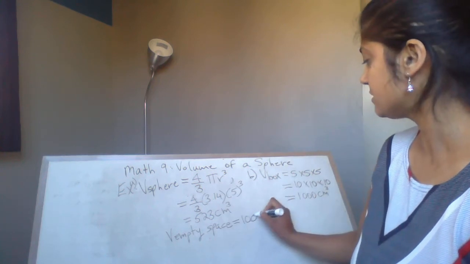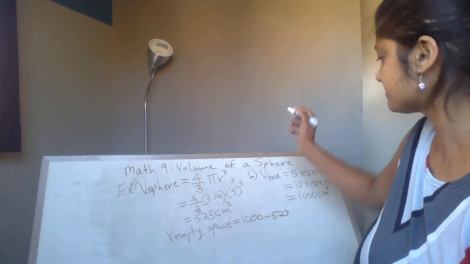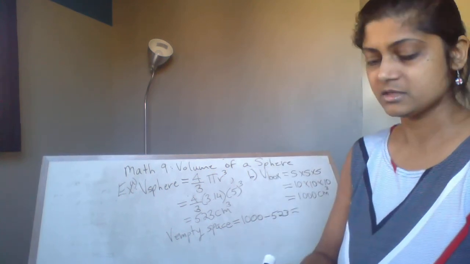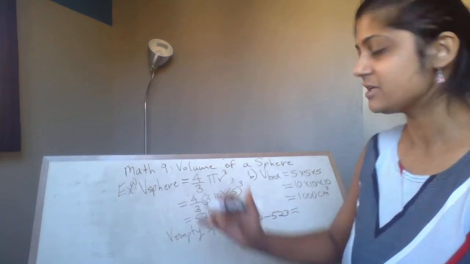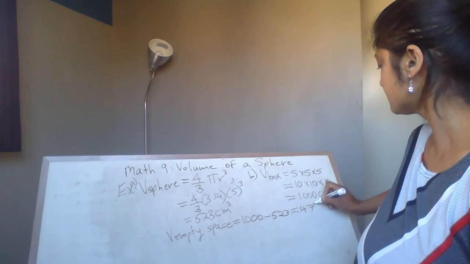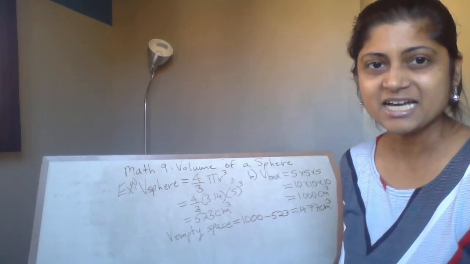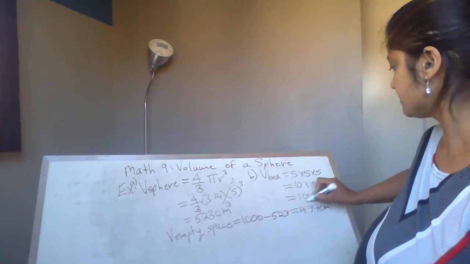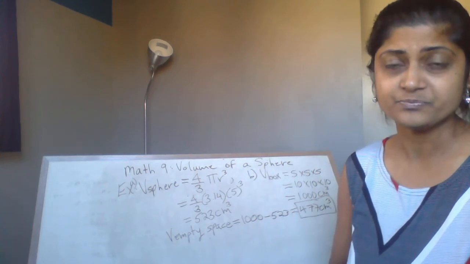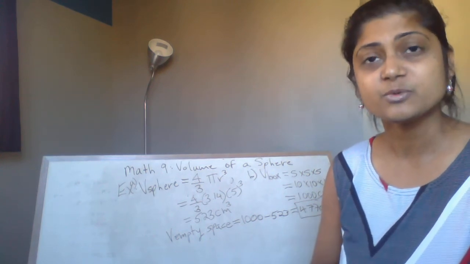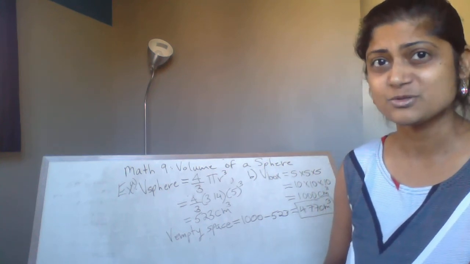So I'm going to do 1000 minus 523. Let's put equals here. We subtract this, and we're getting 477 centimeters cubed. This is basically my final answer. This is the amount of empty space, in terms of volume, that is there in the box after you put the gemstone inside. I hope everyone can see how to do this question.